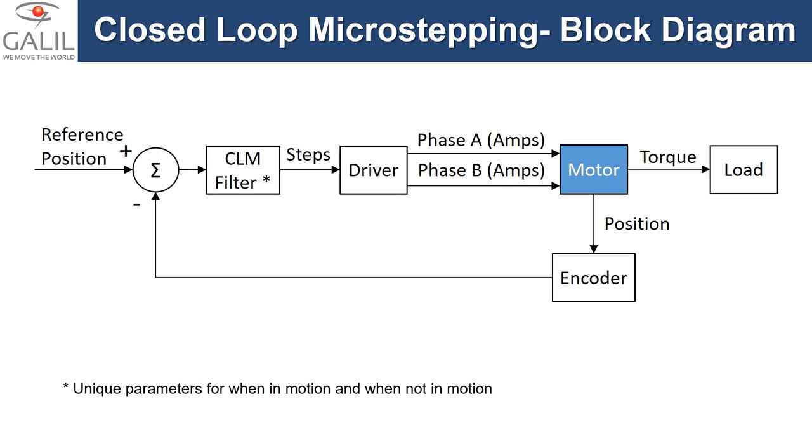The motor moves and then applies a torque on the load. As the motor moves, the encoder is moving, tracking the position of the motor. This position feedback is sent back to the controller. This whole process runs continuously. One thing to note is that the closed-loop microstepping filter has 2 sets of unique tuning parameters for when in motion and when not in motion. The controller will apply the parameters based on which state the motor is in. What are some of the advantages of using this mode?